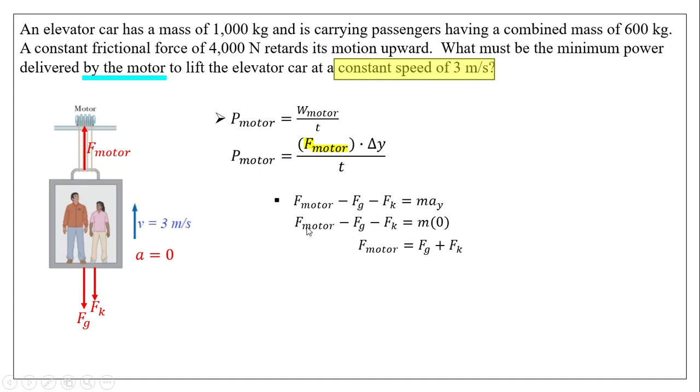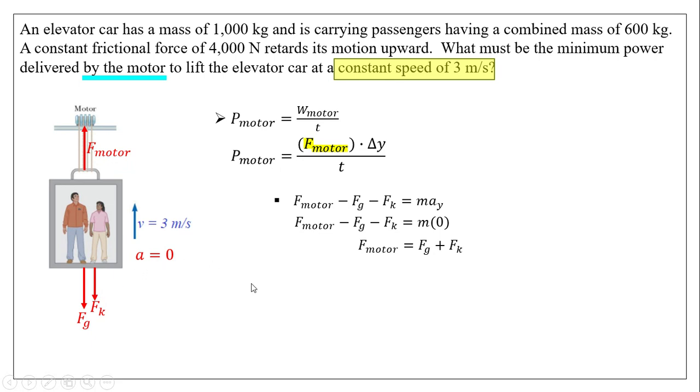Okay. So I can say F motor is equal to the magnitude of F of G plus F of K, which makes sense. In the diagram here, there's only one force pulling the system upward, but there are two forces acting against it. So the force upward must equal the two forces downward added together because acceleration is equal to 0.